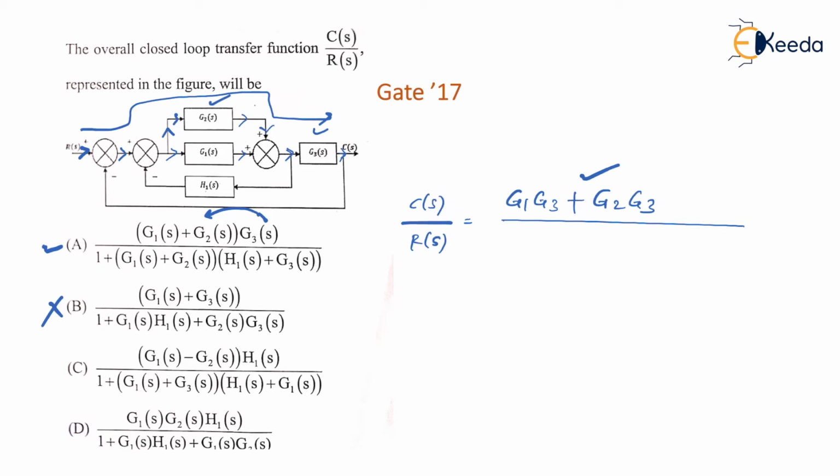Look at option C. If you expand this, you will get G1H1 minus G2H1. So again, it is not going with our numerator. I can eliminate this. And look at option D. We can again eliminate option D because it is not the one which we expect in the numerator. So our problem is already solved. We don't have to really verify our denominator because option number A is the only correct option. So if you work smartly, then you save your maximum time.